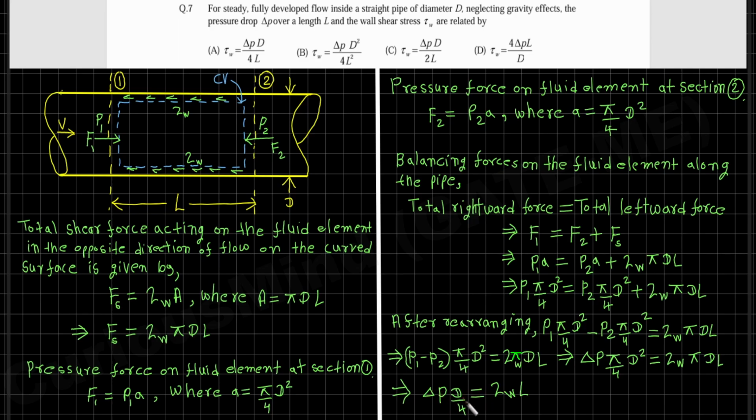Now we would rearrange it to find the expression of tau w, which is the wall shear stress. So after rearranging the expression, tau w, which is the wall shear stress, is equal to this expression. So from the given options, the correct option is option A.